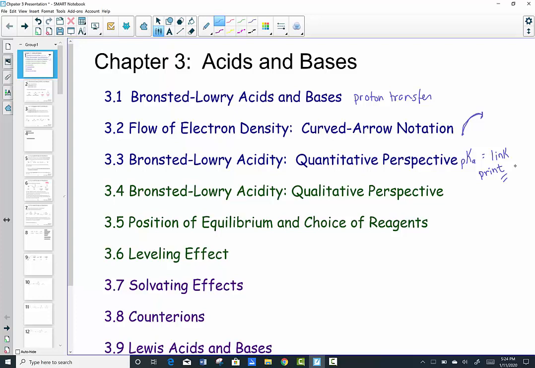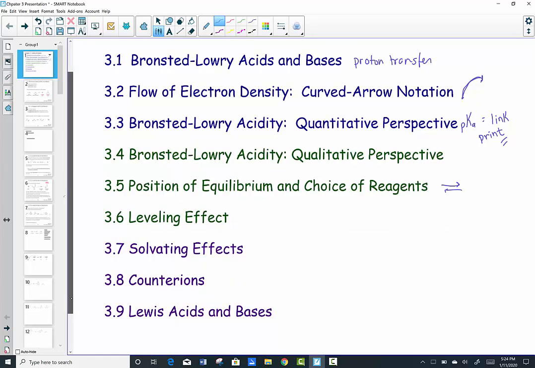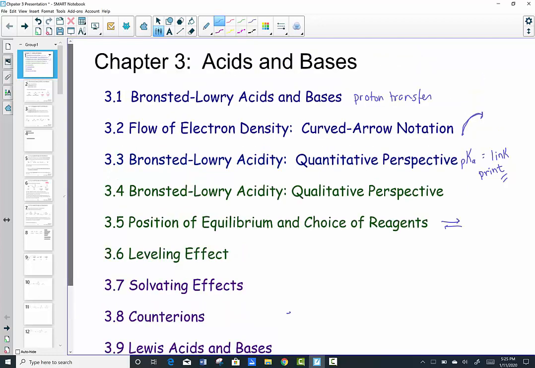Remember how we talk about equilibrium as a dynamic equilibrium pushing forward and reverse at the same time, and the proper choice of reagents to influence the position of equilibrium. And then we start looking at leveling effects, solvation effects, counterions, and Lewis acid-base theory, which we talk about in the Lewis theory as electron transfer. So with Bronsted-Lowry, it's all about proton tracking, and with Lewis acid-base theory, we track electrons.